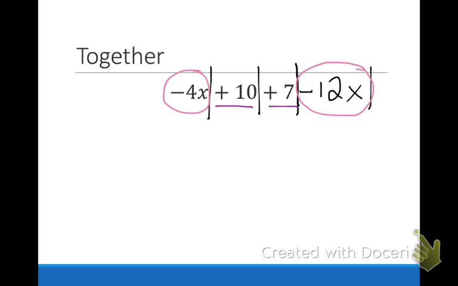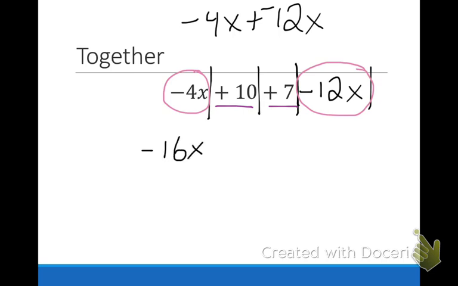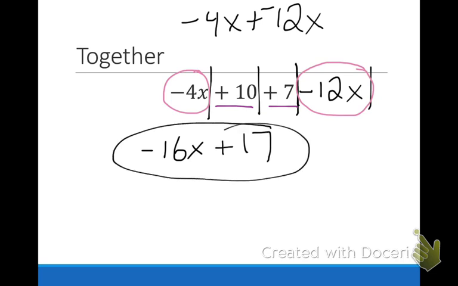So now I need to combine my first like terms, which are negative 4x minus 12x. So just to think about that, it's minus 4x minus 12x. So I need to use my integer rules. I add the opposite, so that means I'm adding two negatives. So that becomes negative 16x as my one like term, and then 10 plus 7 is plus 17. So we have to use our integer rules to solve these problems.